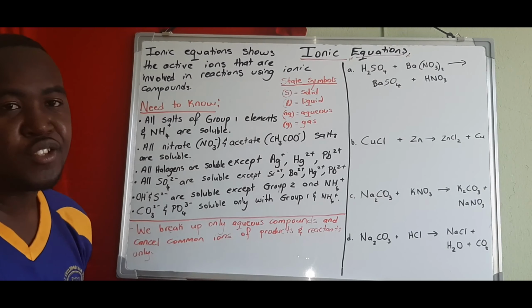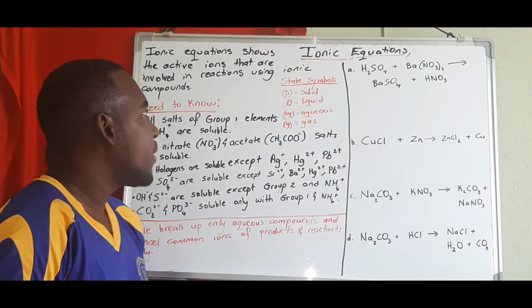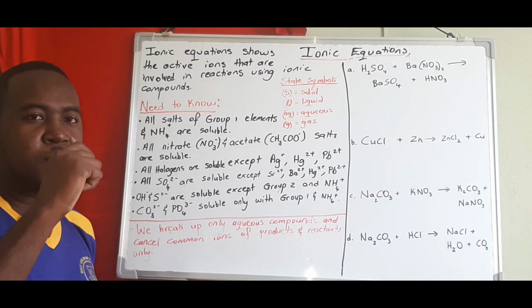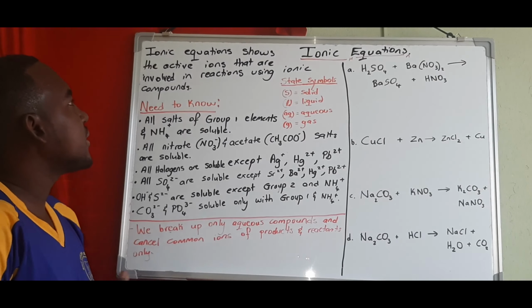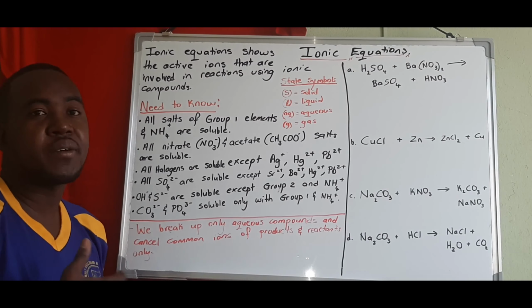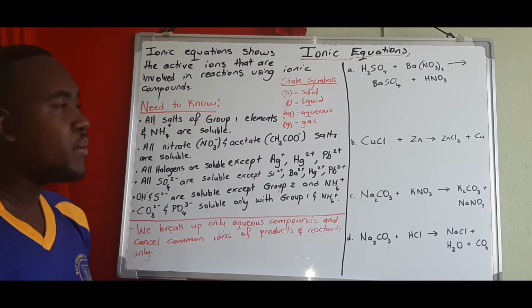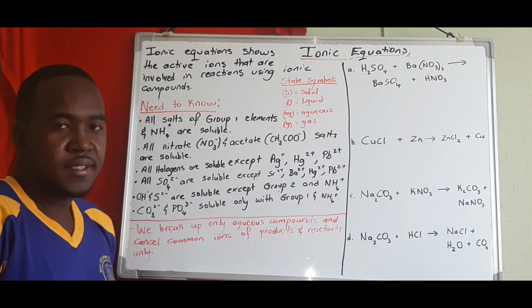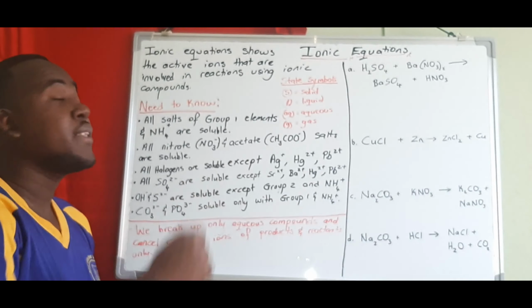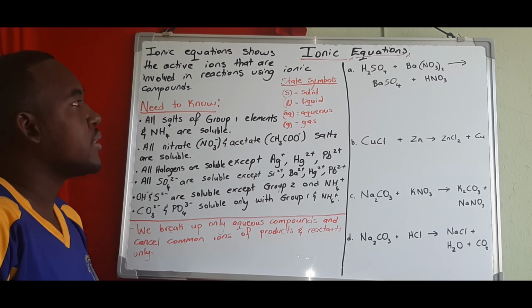Alright, so let's get into ionic equations. Ionic equations show us the active ions that are present within an ionic compound during a chemical reaction. What I mean is that these are the ions that combine to give you these ions. So that's what the ionic equation tells us.